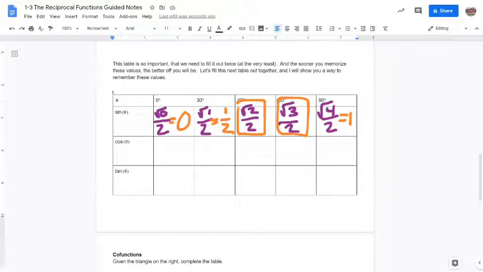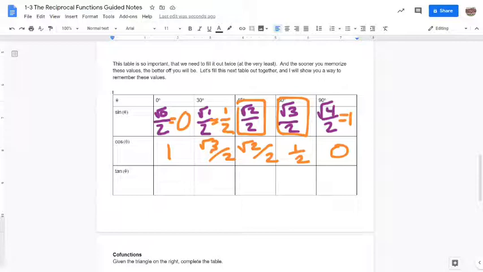We didn't have to use the triangles for this. Now the next row, for reasons that we'll learn about in the next video or later in these notes, is the top row in reverse. So it goes 1, root 3 over 2, root 2 over 2, 1/2, and then 0. Now tangent, to find tangent, you're just going to divide the two numbers directly above it.